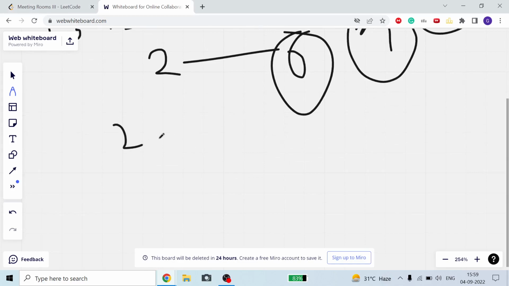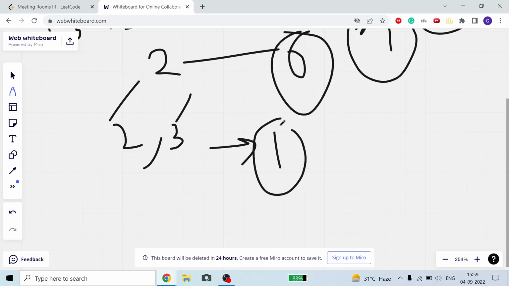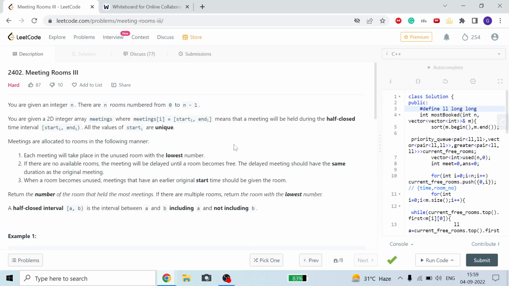Like if a meeting starts at 2 and ends at 3, it will consume just 3 minus 2, that is one unit of time, and at 3 our room will become free again. Okay guys, and meetings are allocated to rooms in a manner; this is the condition given to us.